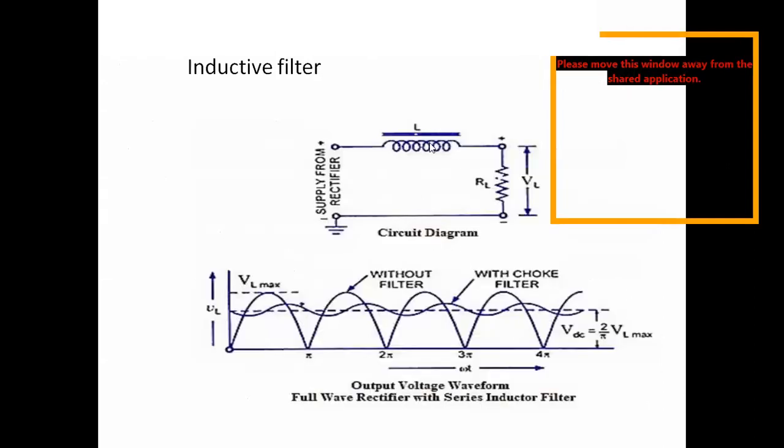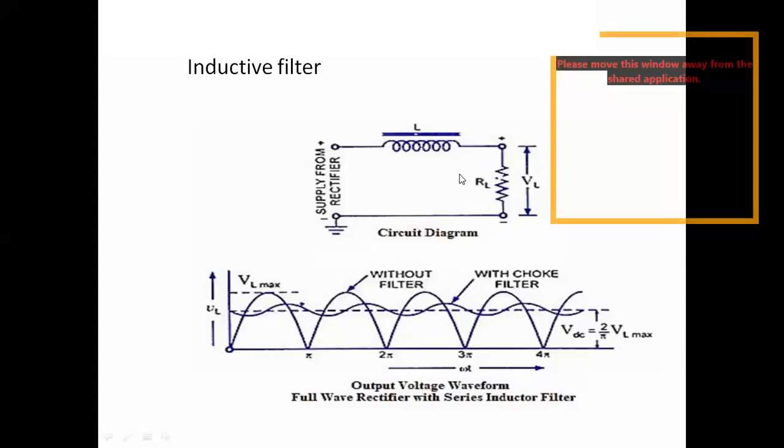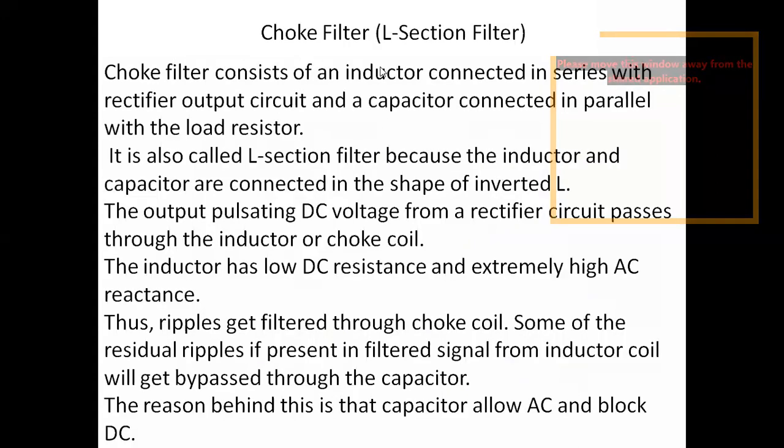In the previous section we saw this inductor. If you connect the inductor directly, it blocks the AC and allows the DC. So most of the filtering happens in the inductor, and that's why you get pure DC in the inductor circuit. Whereas the capacitor blocks the DC and allows the AC. In this inductive filter, if we connect the output of the rectifier in series with the inductor, it blocks the AC and allows the DC, so you will directly get the DC.